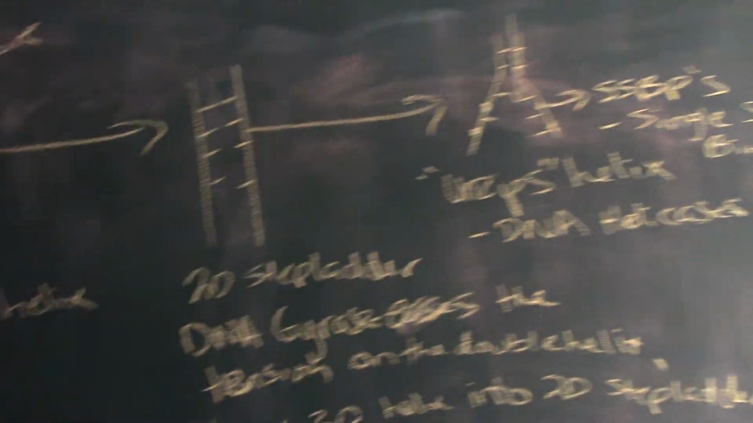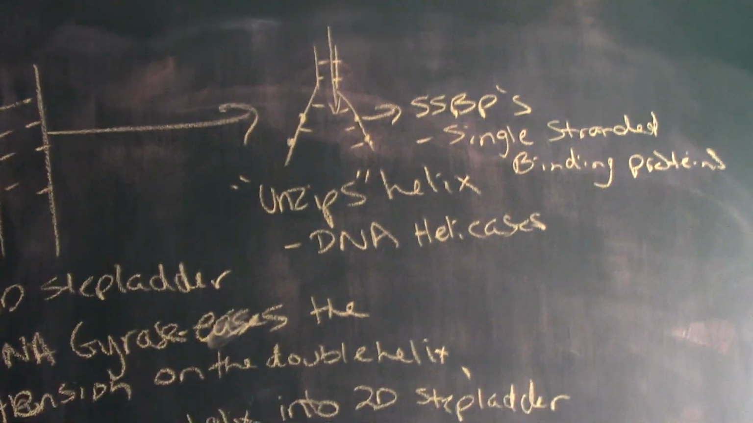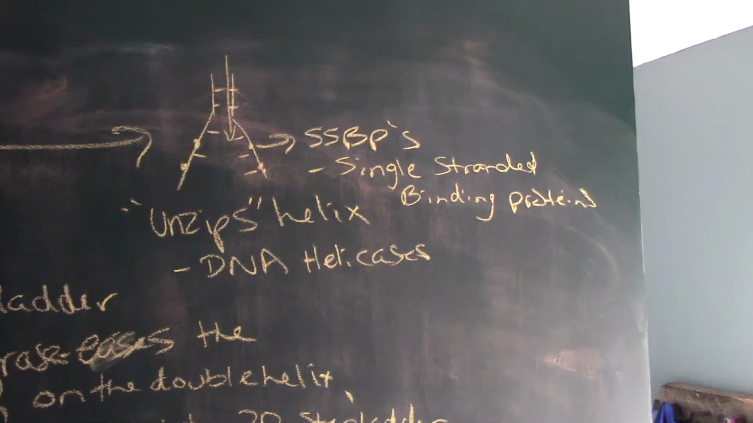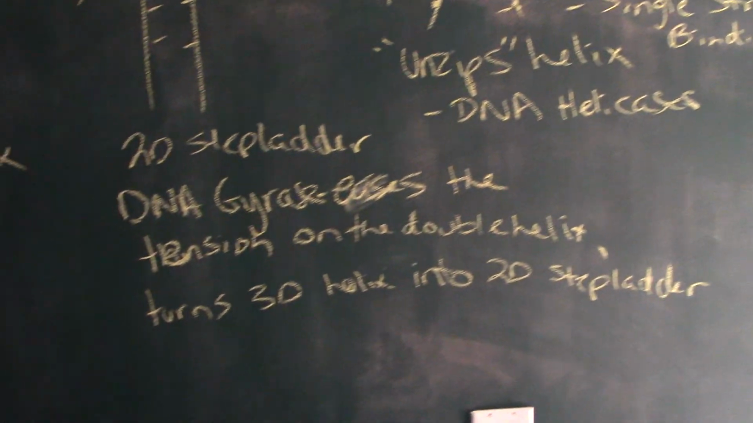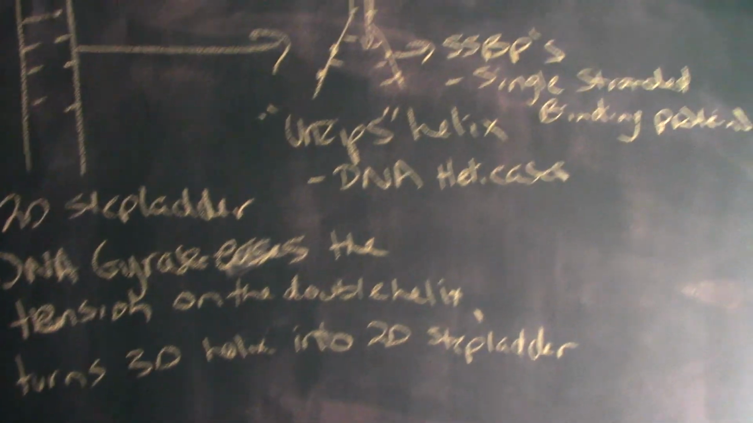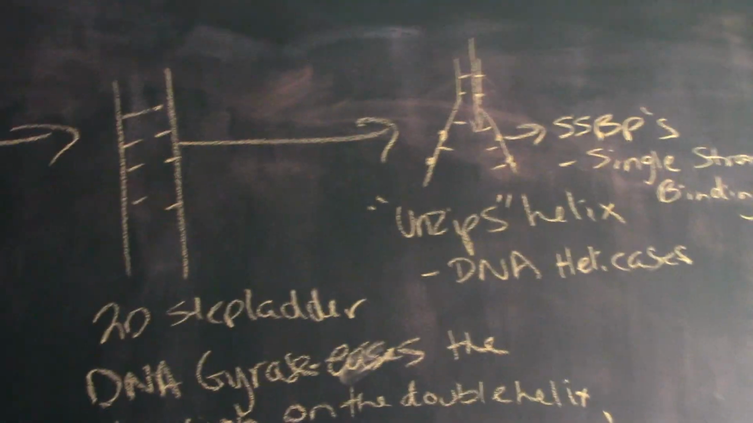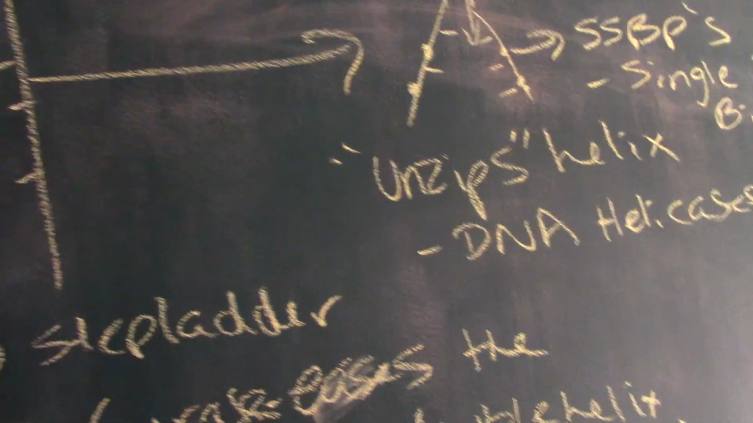All right, so we ease the tension on the helix. We break the stepladder up into the component parts by separating the hydrogen bonds. Gyrase is our first enzyme. Helicase is the next one. So I'm going to take this helix and I'm going to invert it 90 degrees. So we're going to look at the strand like this.